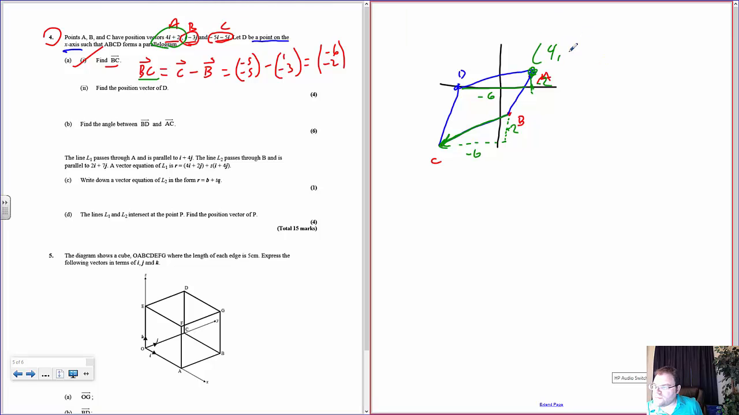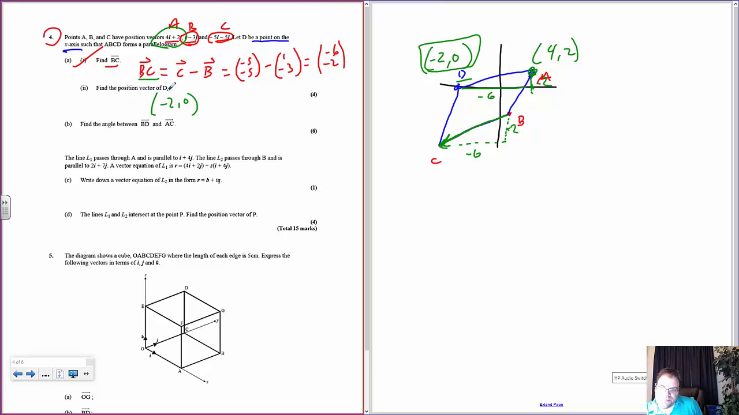So point A, which I already know, is 4, 2. They tell me that. So 4 minus 6 on the x is negative 2. And 2 minus 2 on the y is going to give me 0. So this is the coordinate for point D. It is actually negative 2, 0. And that's the answer. Okay? So that's the position vector for D.